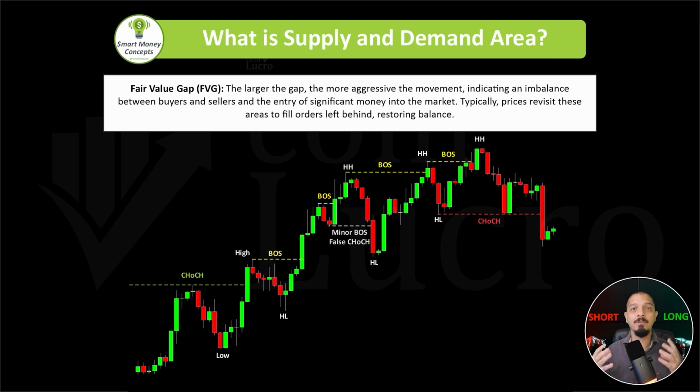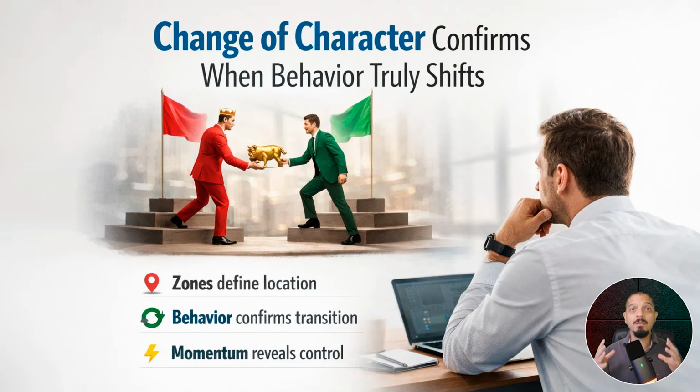Another key factor in validating a supply or demand area is the break of a structural level to confirm momentum, providing crucial insights for making informed trading decisions. Understanding supply and demand helps us identify where price is likely to react and where institutional activity may be present. Fair value gaps, momentum, and breaks in structure give us clues about aggression and intent. But identifying a reaction zone alone does not tell us whether the market is truly changing direction or simply pausing within the same trend. This is where change of character becomes essential.